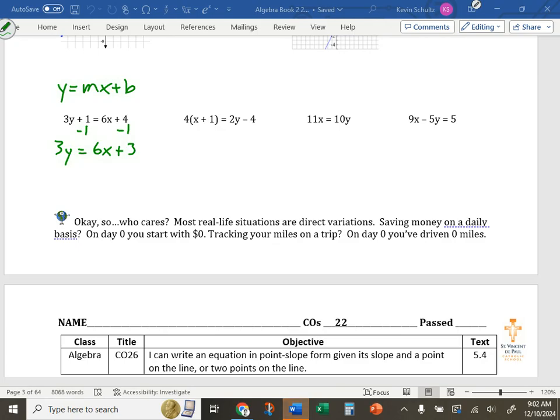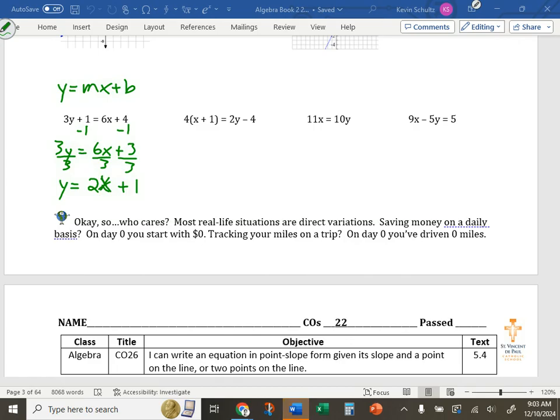Now this probably looks very similar to other equations that you've seen. What's our last step, Kyle? Oh wait. Asher, do you know? Divide by 3. Well done, Asher. Yeah. You get y by itself, divide everything by 3. And so we get y equals 6 divided by 3 is 2x, and then 3 divided by 3 is positive 1.